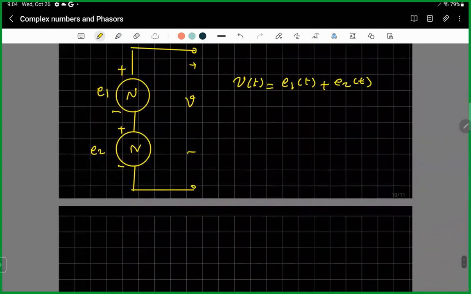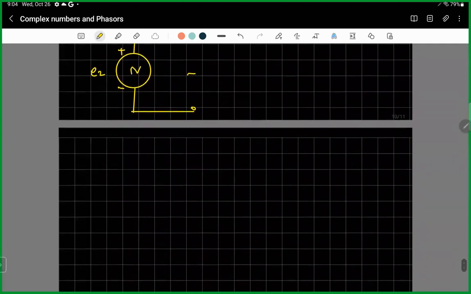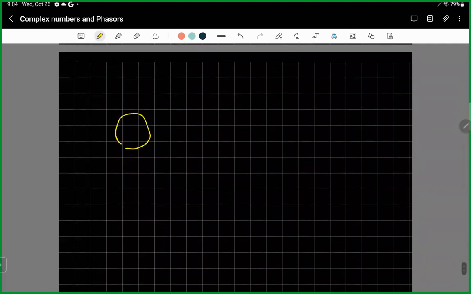So how can I deal with it in a phasor diagram? Okay, represent this by a phasor diagram. You say phasor representation. We have two voltages, and they are connected in series.